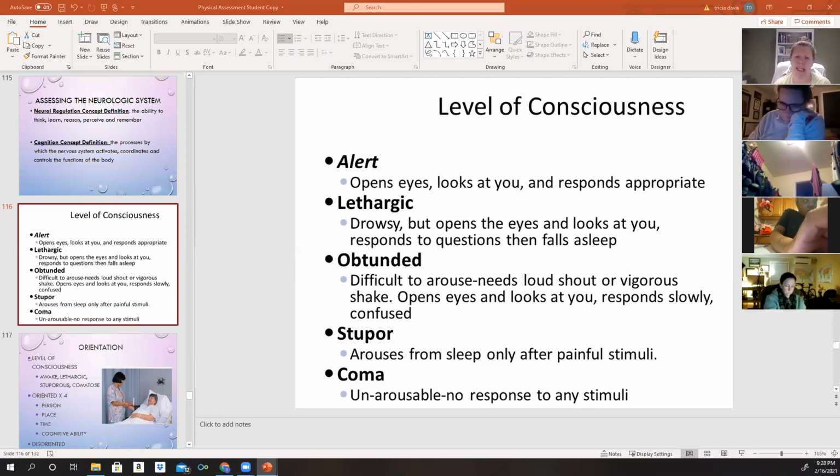So obtunded would be that they're difficult to arouse, but they do open their eyes and look at you. They could be confused and they respond very slowly. This could be the patient maybe just coming out of anesthesia, or this could be the patient that had a stroke and has a lot of neurological deficits. And then a stupor, which means they only arouse from sleep after very painful stimuli. And then a coma, which means that they're completely unarousable and they don't respond to any type of stimuli at all.